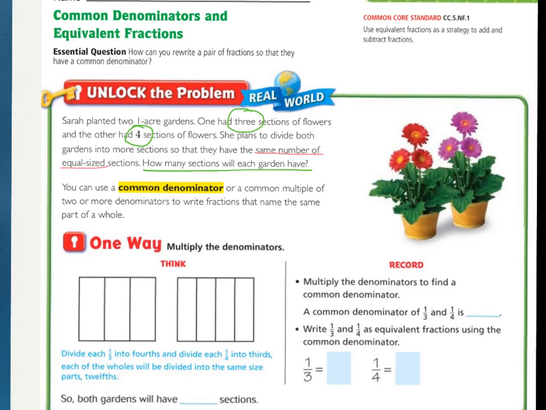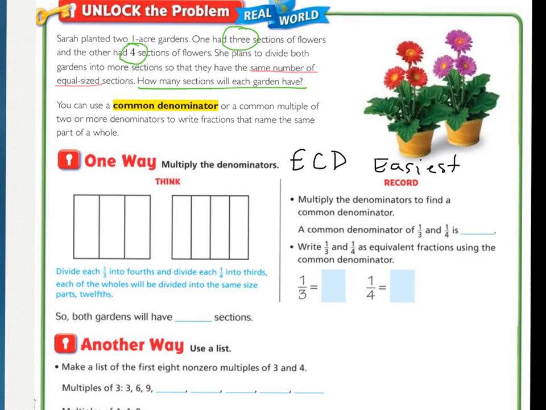So one way to find a common denominator is to multiply the denominators. This is also known as the ECD, the easiest common denominator. To do that, we're multiplying the denominators, which our garden sections are divided into 1/3 and 1/4. That's where we had our 3 and our 4. One was 3 sections, one was 4 sections. And so we multiply the denominators to find a common denominator.